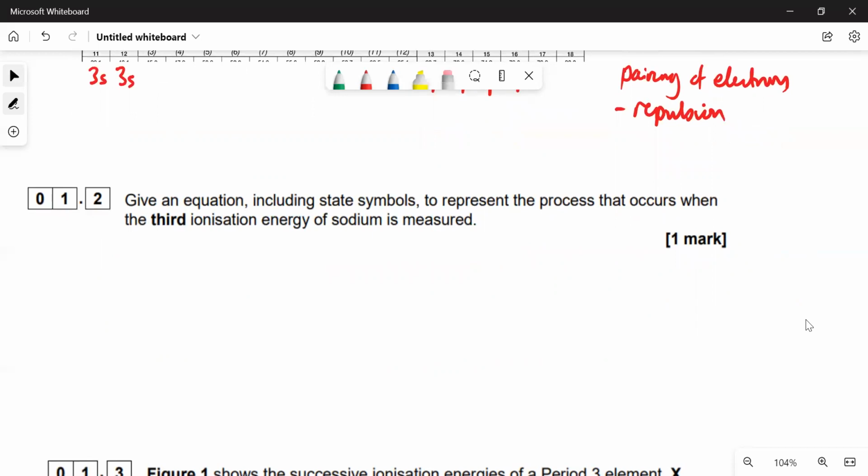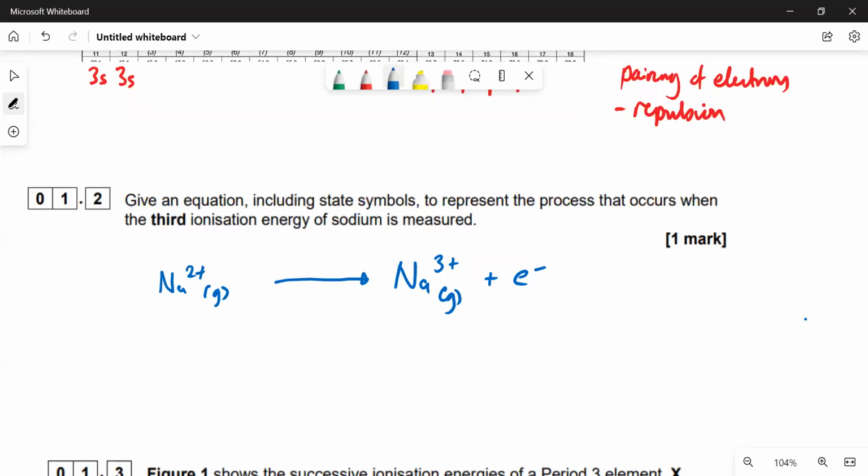Okay, give an equation including state symbols to represent the process that occurs in the third ionization of sodium. So you're removing the third electron. Sodium's already lost 2 electrons, so it's the Na2+ ion, and it's got to be a gas. And it's going to turn into Na3+, which is a gas also, and an electron.